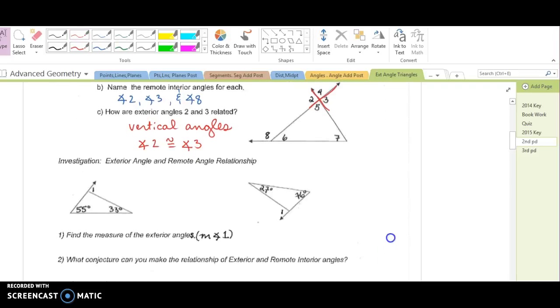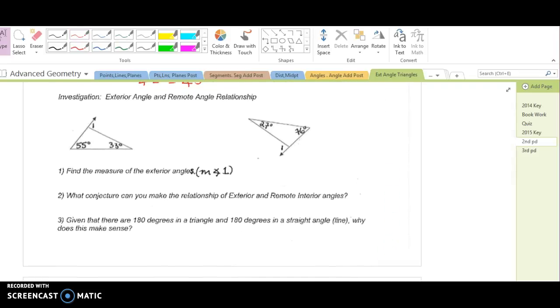All right. Our first investigation for the day is how are the interior angles and the exterior angles related? So it says find the measure of the exterior angle. All right, so I'm thinking if all the angles in this triangle add up to 180 degrees, and then the 55 plus 33 gave me 88. So 180 minus 88 gives me, what, 92 degrees. So this angle is 92.